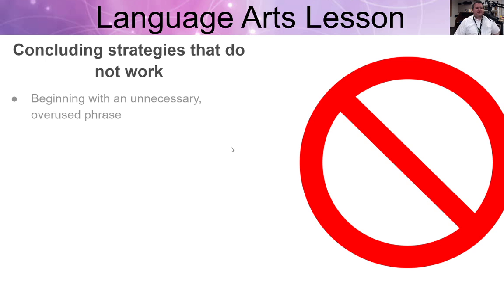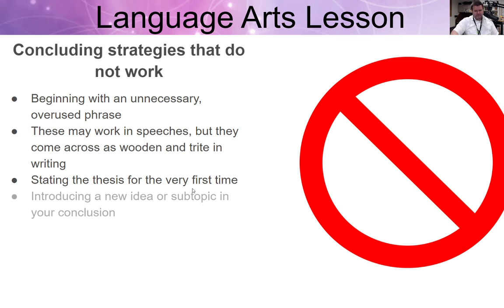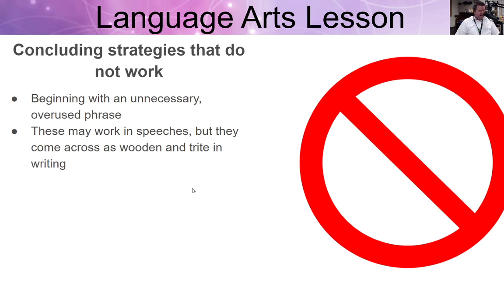Okay. So beginning with an unnecessary overused phrase, they might work in speeches, but they come across as wooden and trite, which is basically just like, and then there was this, and people are just like, I'm not reading anymore. I'm done. They might not even finish your conclusion. They might just throw your paper away and be like, I can't do this. So examples of that are words like in conclusion, in summary, in closing, as shown in the essay. Don't do those, okay?